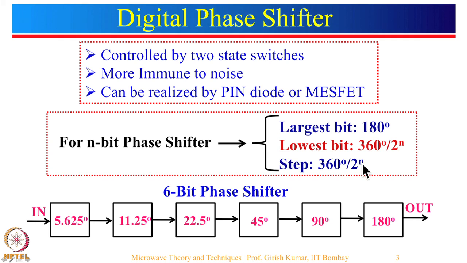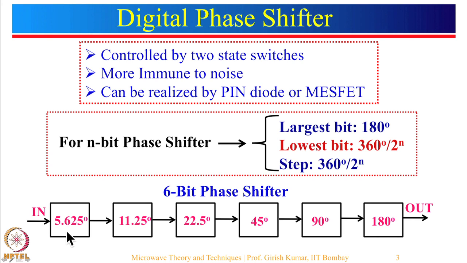So, when n is equal to 1, 360 divided by 2 will be 180 degree, 180 divided by 2 is 90, 90 divided by 2 is 45, 45 divided by 2 is 22.5, 22.5 divided by 2 is 11.25, 11.25 divided by 2 will be 5.625 degree. So, now this 6-bit phase shifter is controlled by, let us say, these parallel 6 lines. Of course, these phase shifters are also available in the form of series phase shifter, but let us just look at parallel phase shifter here.